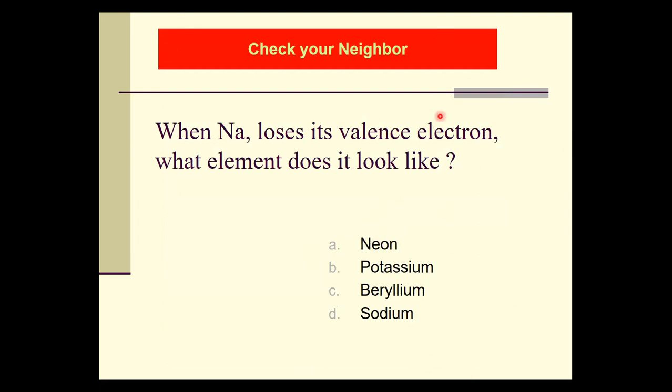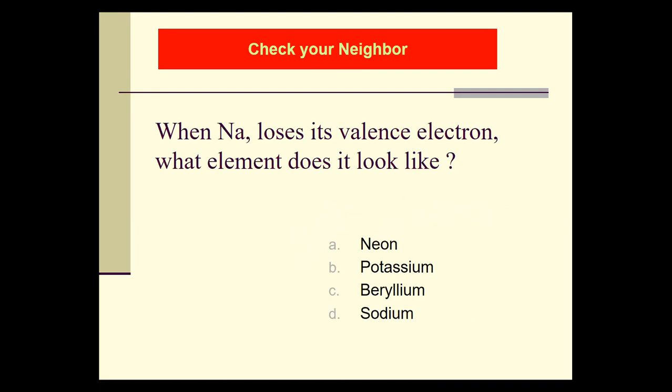So what we're seeing here is elements are going to gain or lose electrons so they become like one of the noble gases. Everyone wants to be stable. Everyone wants to be like a noble gas. So they're going to react in a way that leads them to become more stable.